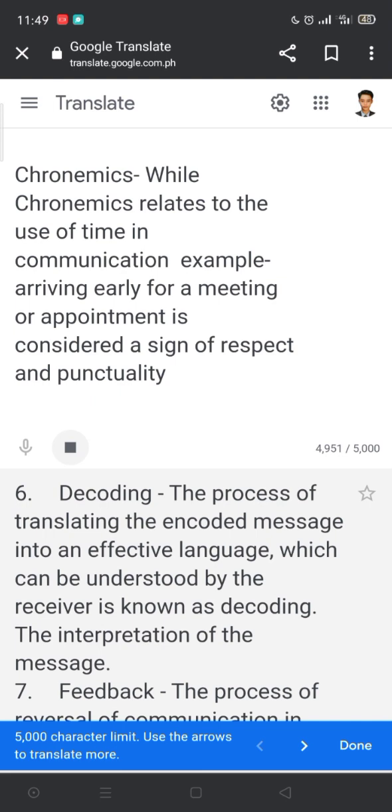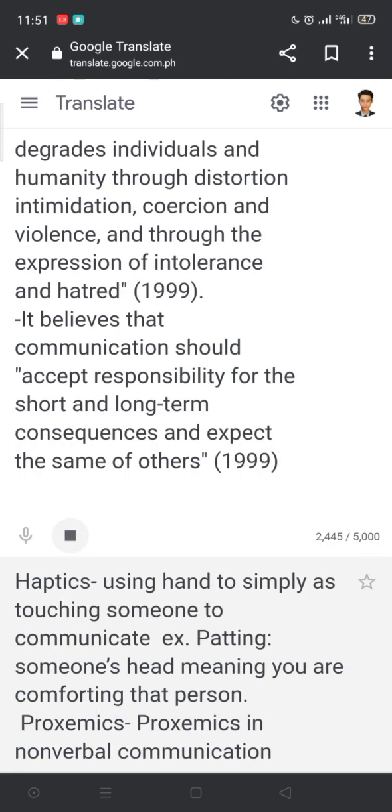Types of nonverbal communication. Adornment: design that decorates a human or things, such as clothing and tattoos. Example: clothing. A person wearing a suit means she will attend something that needs to be formal. Chronemics relates to the use of time in communication. Example: arriving early for a meeting or appointment is considered a sign of respect and punctuality. Haptics: using the hand, simply touching someone to communicate. Example: patting someone's head, meaning you are comforting that person.